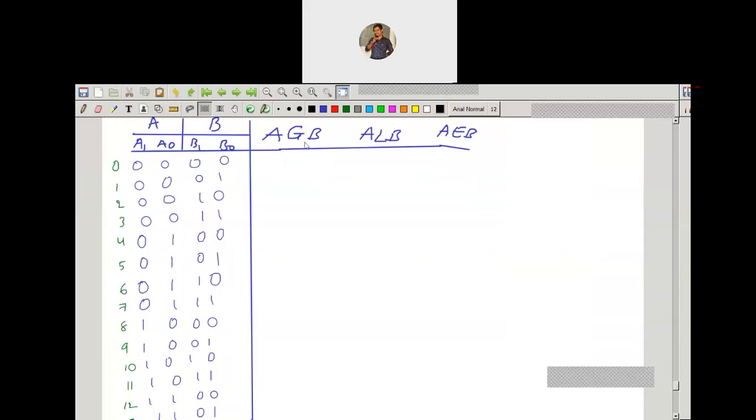Let us see now. In the first case, A1 A0 value is 0 0 and B value is 0 0. That is A equals 0 and B equals 0. So obviously A greater than B is false and A less than B is also false, and A equal to B is true.